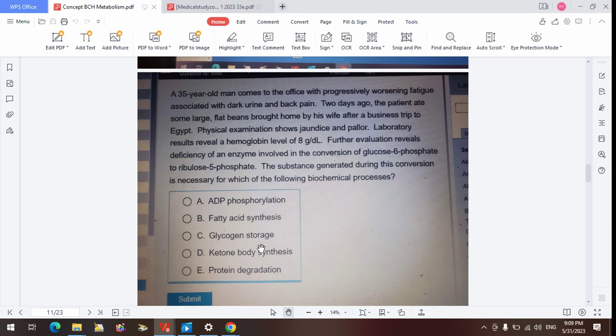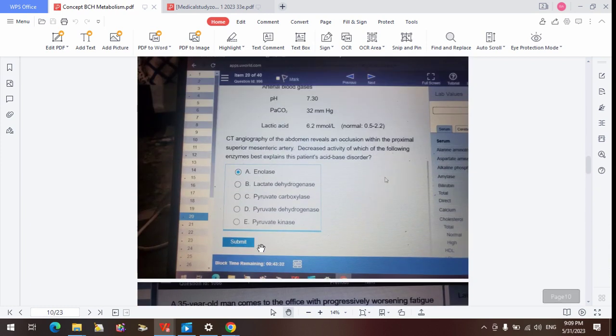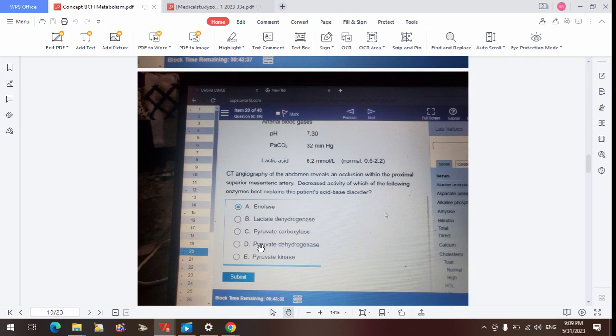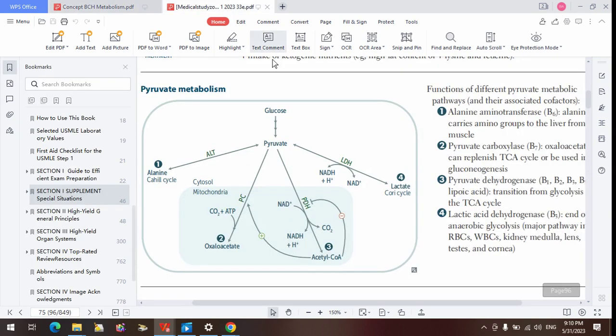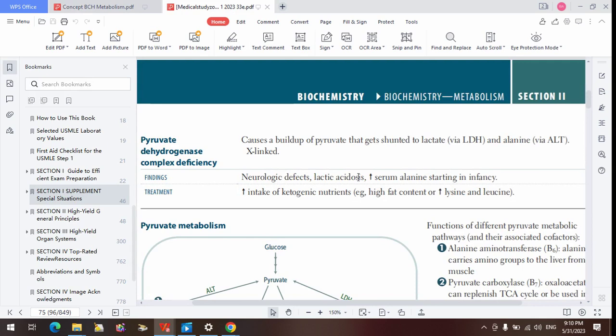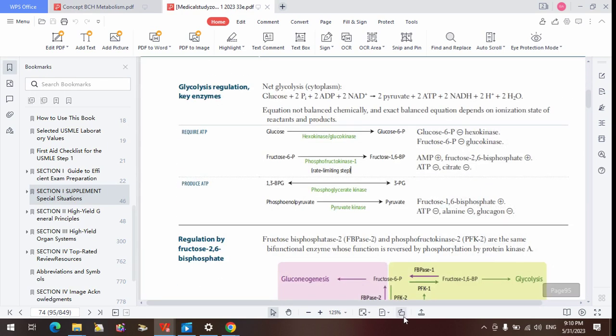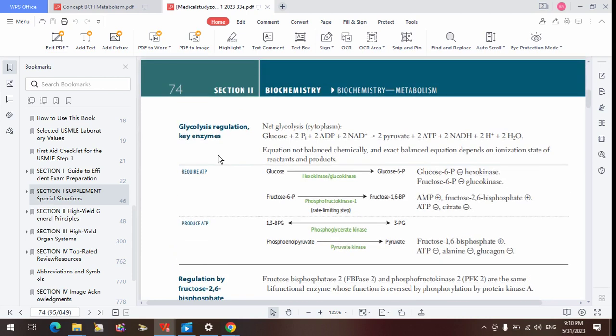Mr. Babawale? Yes, Dr. Precious. I don't understand why the answer is not pyruvate kinase, since that's the normal pathway for pyruvate. Okay, let me show you. Don't look at the word kinase; you get confused. What pyruvate kinase actually does is convert phosphoenolpyruvate to pyruvate. It's not moving pyruvate forward. The name doesn't actually fit what it does. It converts phosphoenolpyruvate to pyruvate, and that is the last step of the glycolytic pathway.